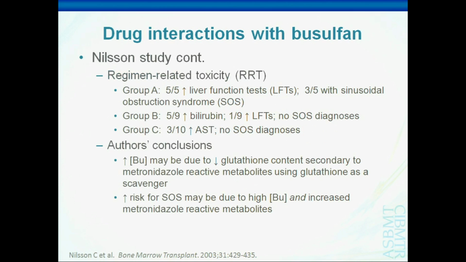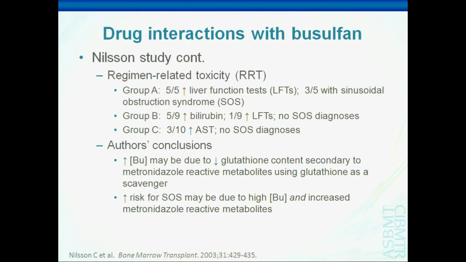So these authors looked at the regimen-related toxicity of these 3 different groups. Group A, 5 of the 5 patients all had increased liver function tests. 3 of the 5 were diagnosed with sinusoidal obstructive syndrome by Jones criteria. In Group B, 5 of the 9 patients had increased bilirubin, 1 with increased LFTs, yet no diagnosis of sinusoidal obstructive syndrome. Group C had 3 patients with elevated AST and no sinusoidal obstructive syndrome diagnosis.